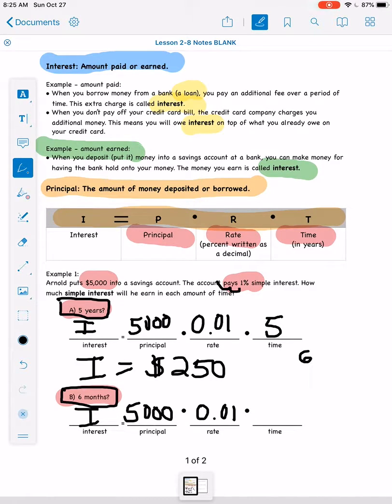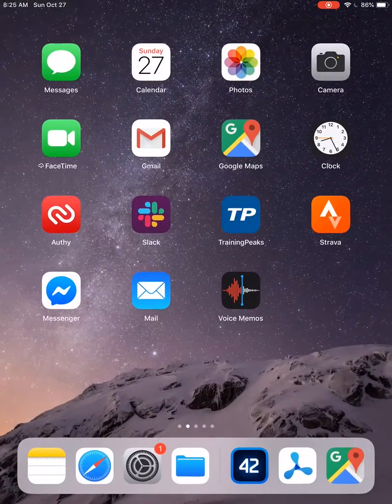Well, I know that 6 out of 12 months, because there are 12 months in a year, is equal to 1/2, because I can divide both of these by 6. And I know that 1/2 as a decimal is going to be 0.5. I think of half a dollar being 50 cents. So that is what I'm going to use for my calculation here, 0.5.